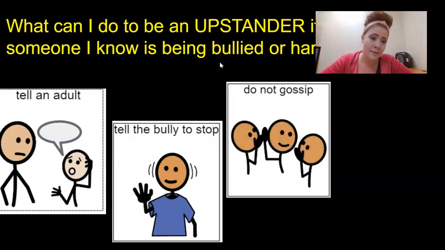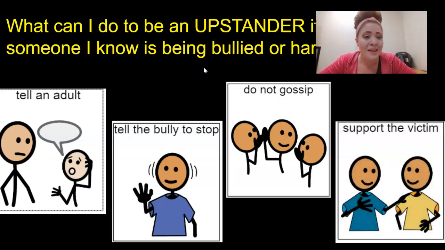Do not gossip. Gossiping seems harmless, but it's not. It's not harmless at all. It makes everybody feel worse about a situation that's already bad. If somebody is being bullied or you see somebody being bullied, talking about it and making fun of it is just as bad as doing the bullying. You're not an upstander, you're a contributor.